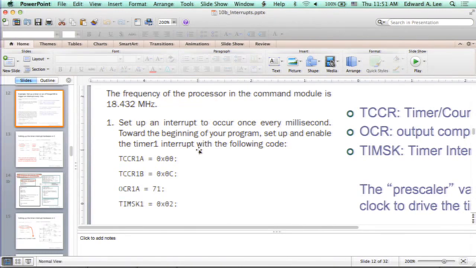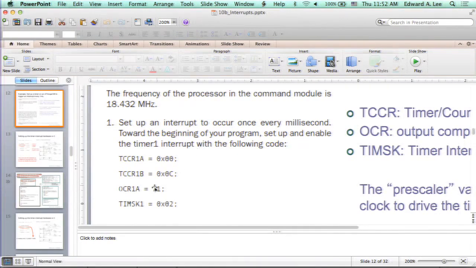All right. So here's a sequence of instructions that, according to this snippet of code from the manual, set up an interrupt to occur once every millisecond. Toward the beginning of your program, set up and enable the timer one interrupt with the following Harry Potter code. You say, TCCR1A equals 0x00. Well, what does that mean? It doesn't even look like C code, actually, right?